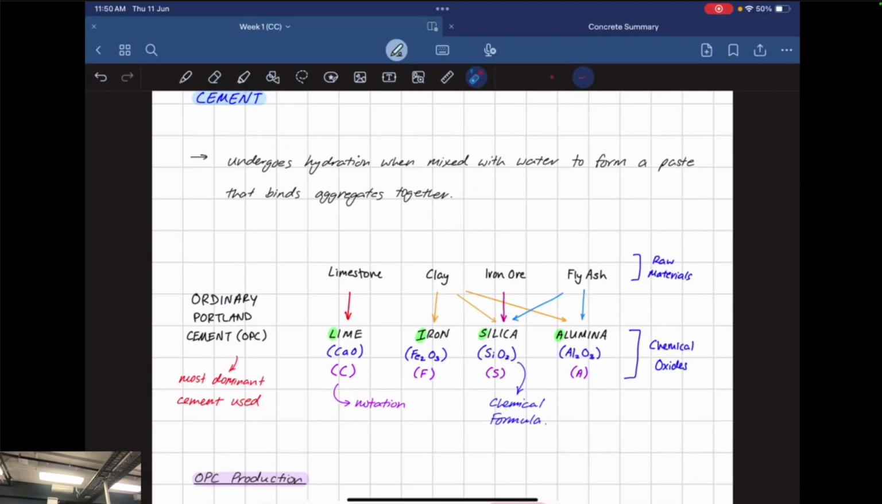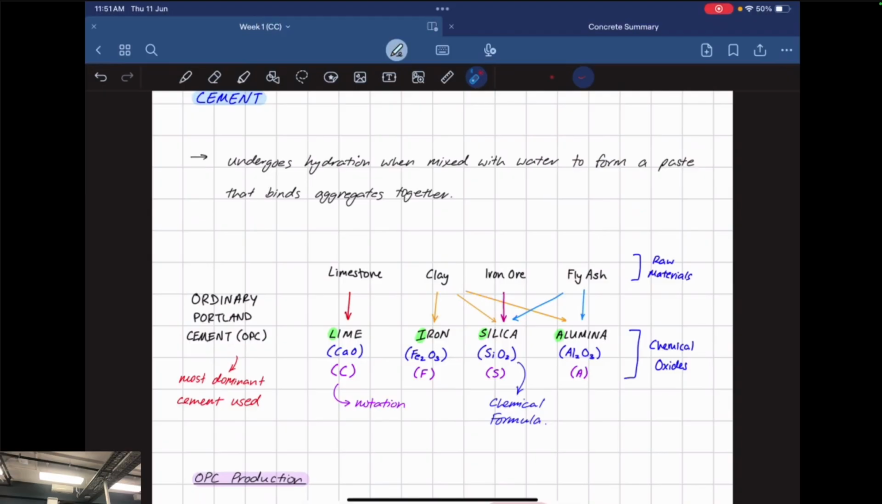is produced from 4 main raw materials: limestone, clay, iron ore, and fly ash. I've drawn a few arrows to indicate which raw materials these chemical oxides can come from. You can see that alumina comes from fly ash and also clay. Lime only comes from limestone. Iron comes from just clay. Silica comes from clay, iron ore, or fly ash.